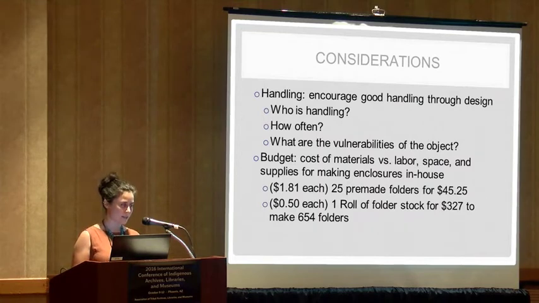So just as a comparison, if you were to buy 25 pre-made folders, they'd be $1.81 each. If you were to make them from a roll of folder stock, they would only be 50 cents each. However, the upfront cost is a lot greater to buy the folder stock on a roll, which would be $327 versus the $45.25 to buy the pre-made folders. So it sort of depends on how many folders you think you're going to need, and again, having the space and expertise to make them in-house.